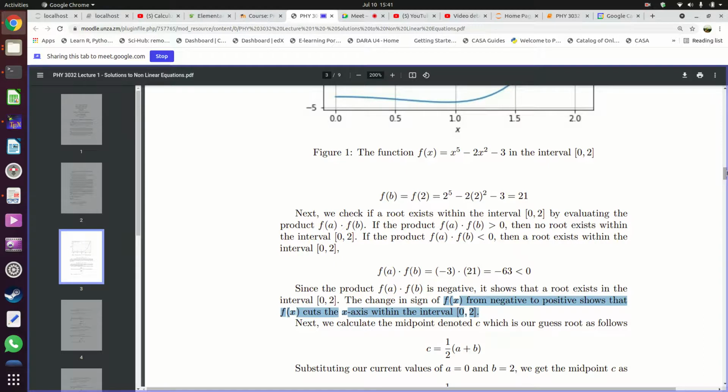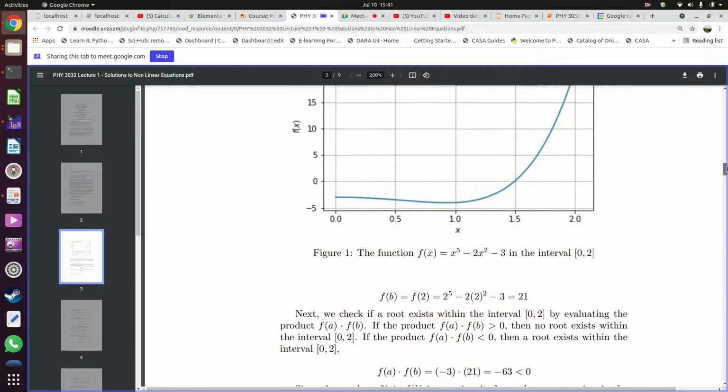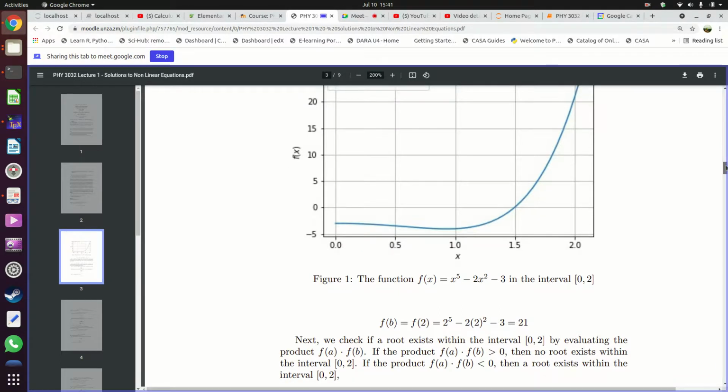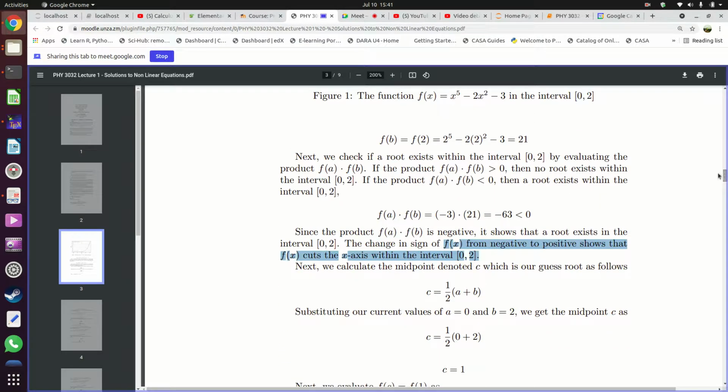Are we clear? Very clear. So you always have to check. You always need to carry out a check to show if there is a root, if there is a solution to whatever function equation you're working with in the interval you have been given, by multiplying f of a times f of b. If f of a times f of b is greater than 0, it means that there is no root in the interval you've been given. If f of a times f of b is less than 0, then it means that a root exists.